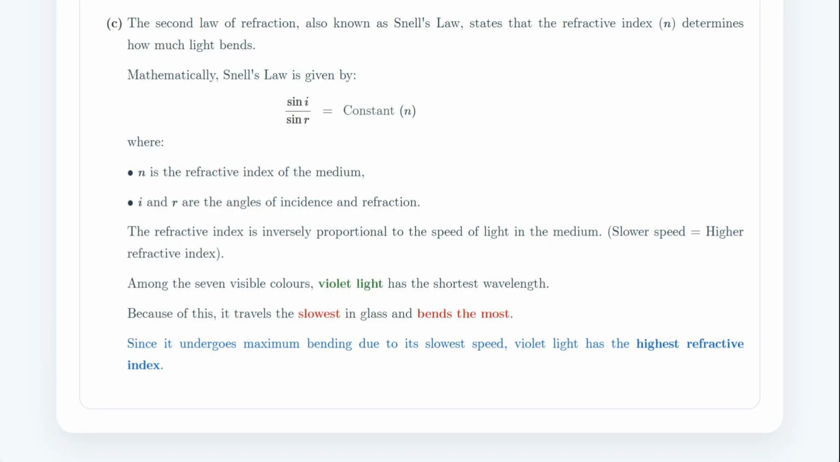Therefore, since it undergoes maximum bending due to its slowest speed, violet light has the highest refractive index.